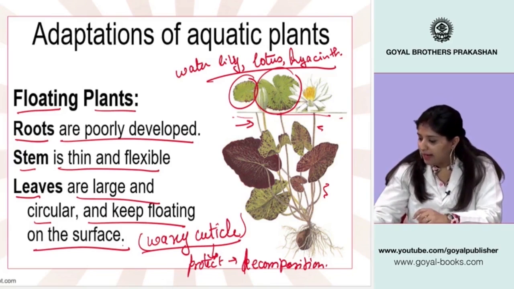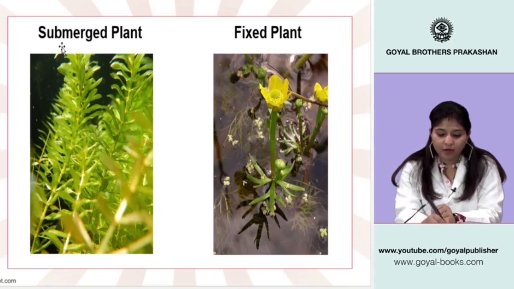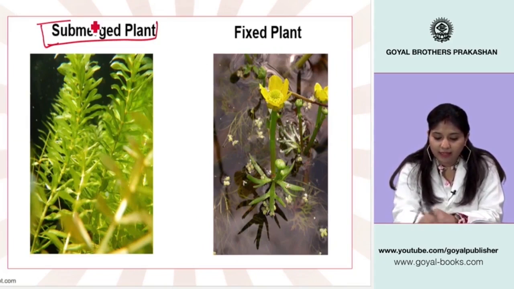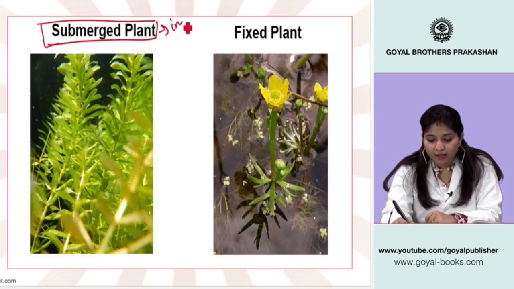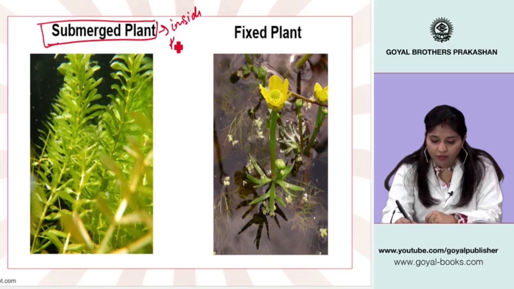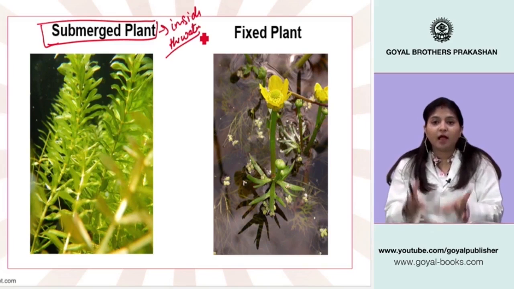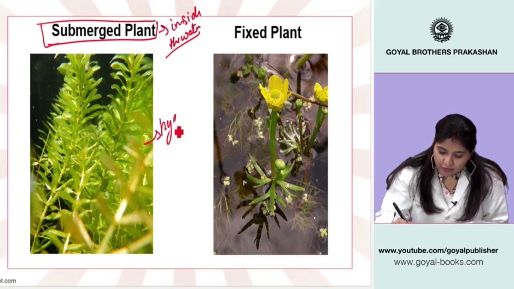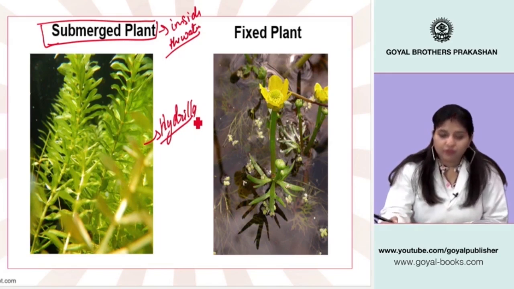Moving on, let's understand other type of plants that are submerged plants. Now these plants are the ones which are present in the water. They are inside the water. You will not be able to see these plants above the water. The example being hydrilla, right? Hydrilla is one of the basic examples of the plant which is submerged.